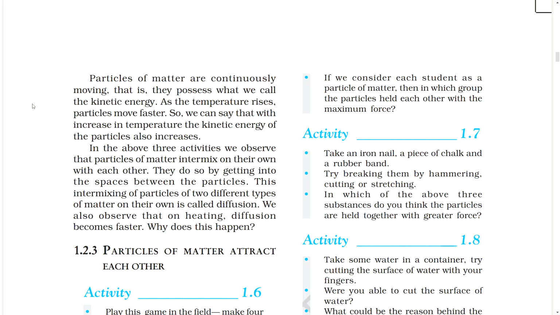In the above 3 activities, we observe that particles of matter intermix on their own with each other. They do so by getting into the spaces between the particles. This intermixing of particles of 2 different types of matter on their own is called diffusion. We also observe that on heating, diffusion becomes faster. Why does this happen?